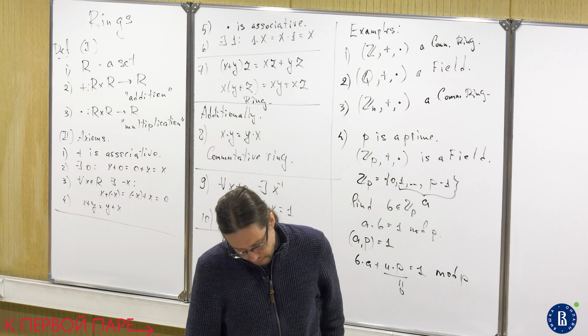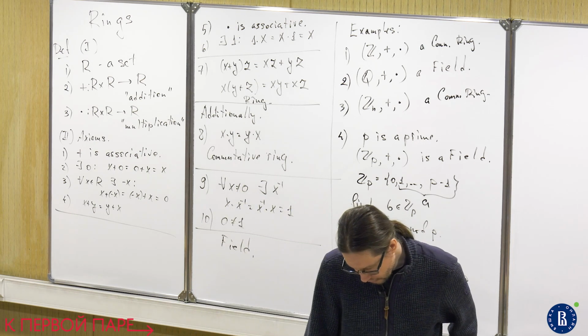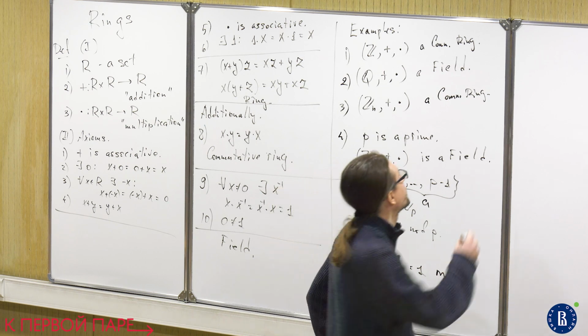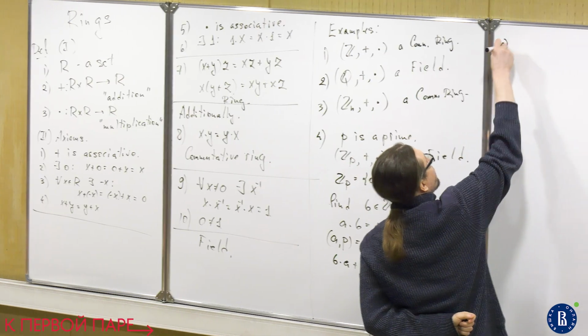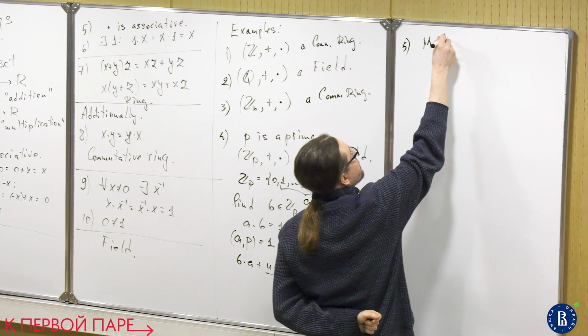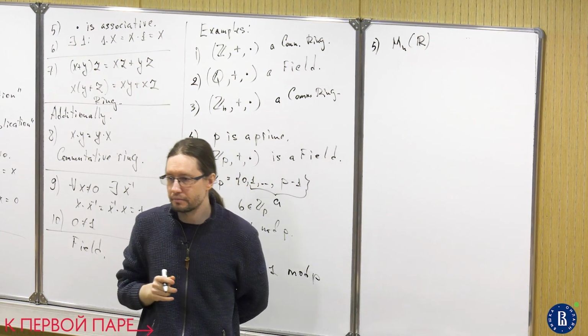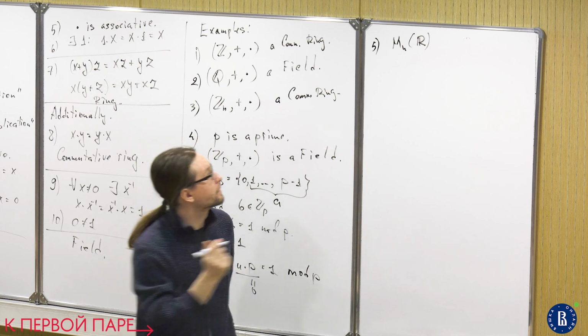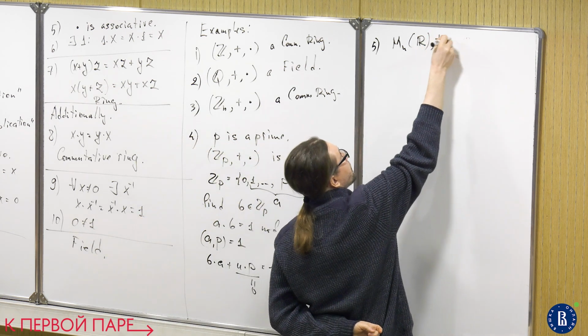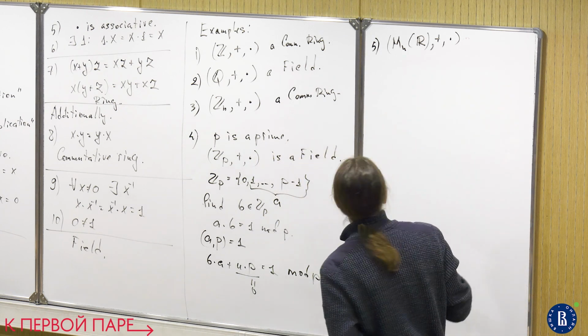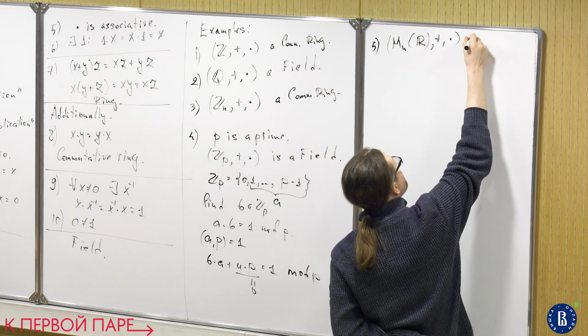Here is another example. Let's take matrices, let's say with real coefficients, with the usual matrix addition and multiplication. So this is also a ring, but this is not a commutative ring, it's just a ring.